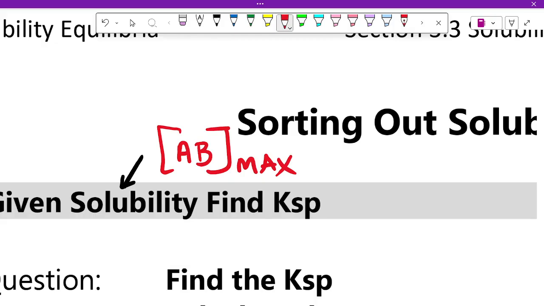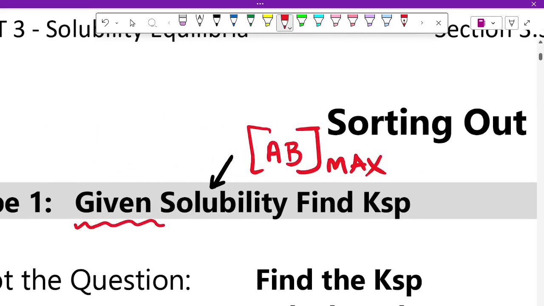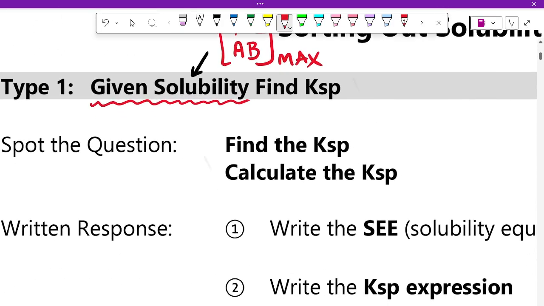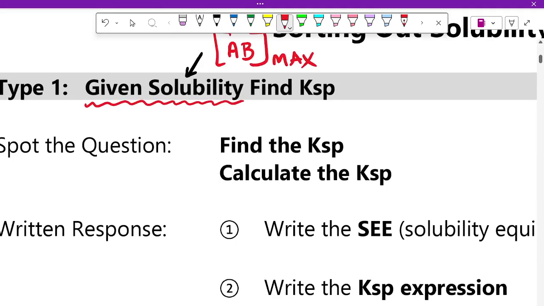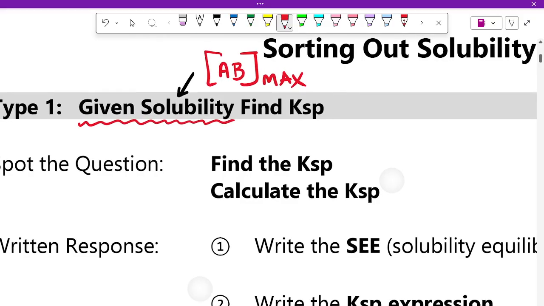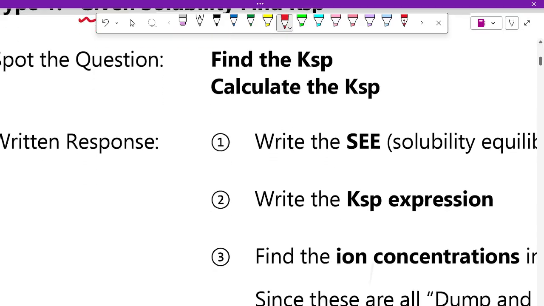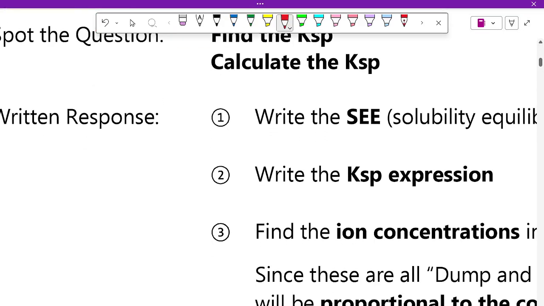And so if we know the concentration of AB, because we were given it, can we find the concentration of A and the concentration of B? Yeah. Okay. So basically, you're going to find the KSP and calculate the KSP. That's what is going to say in the question. All right. So that's how you would recognize this. You would write the SEE, you would write the KSP, you would find the ion concentrations.